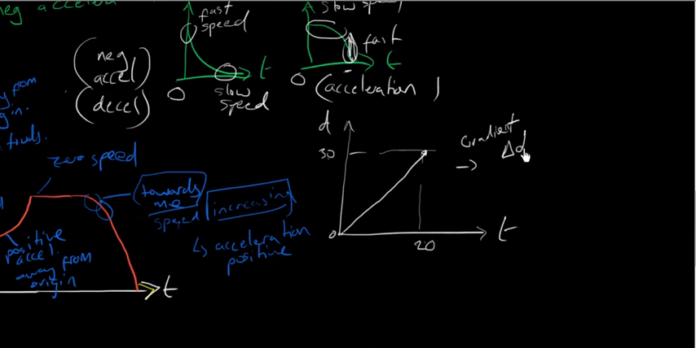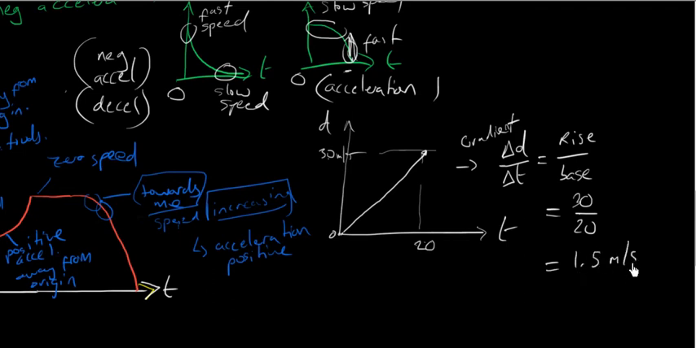Delta means change, so change in distance divided by the change in time, or the rise divided by how far along it goes, the base of this triangle. So in this case it would be 30 meters, from 0 to 30 meters, divided by 20 seconds, which is the time that it took. So that would be 1.5 meters per second. So the speed would be the gradient, and the gradient here would be 1.5.